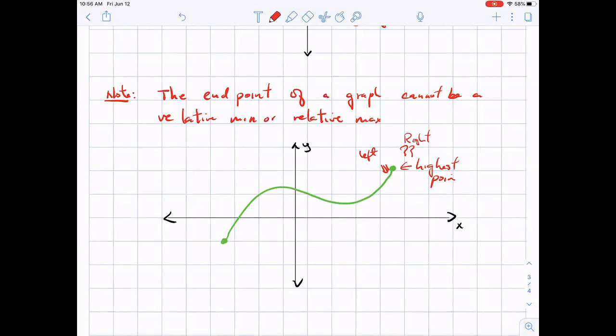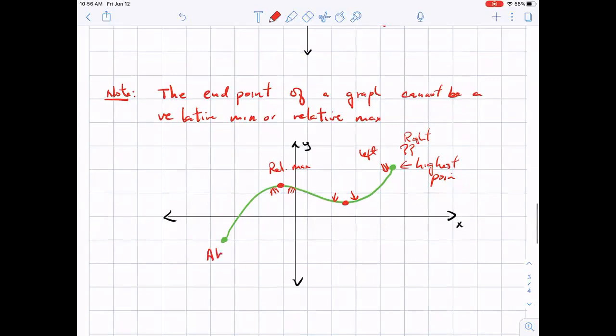For example, this point here and this point here would be relatives. So this point here will be a relative max because you can compare it from the left and from the right. This will be a relative min because you can look from the left and from the right. And this point here will be absolute min. And then this point here will be absolute max. So that's the difference between the two. The relative is that you have to look from the left and the right, it's relative to points surrounding it. That's very important to note.